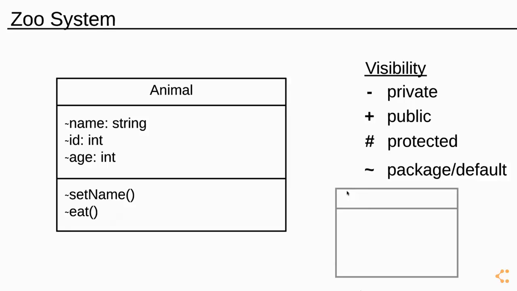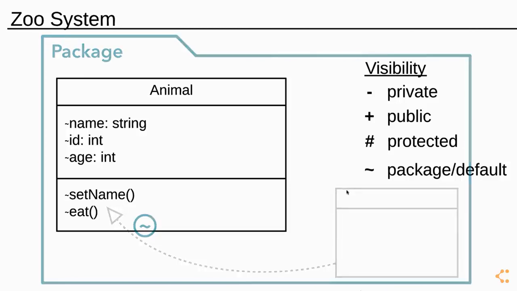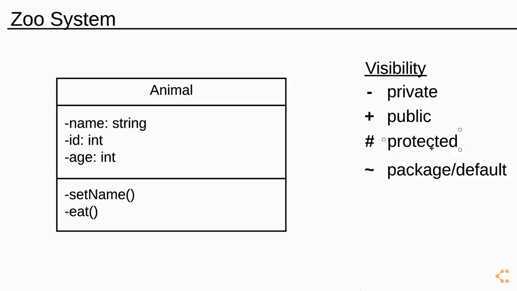This sets the visibility to package or default, which means it can be used by any other class as long as it's in the same package. But that one is rarely ever used. In most cases, your attributes are going to be private or protected, and methods are often public.